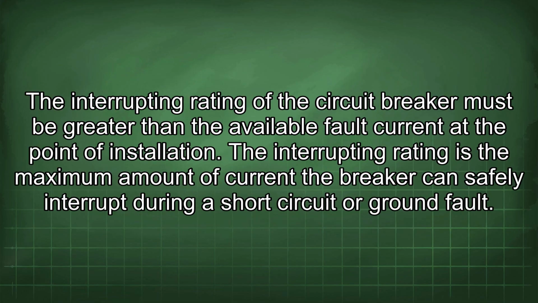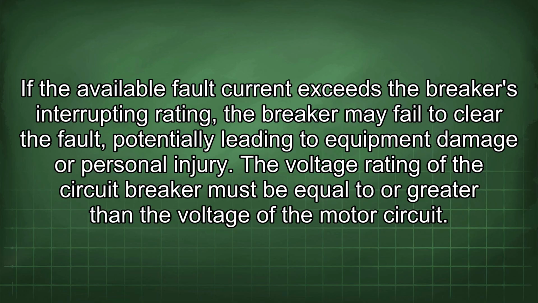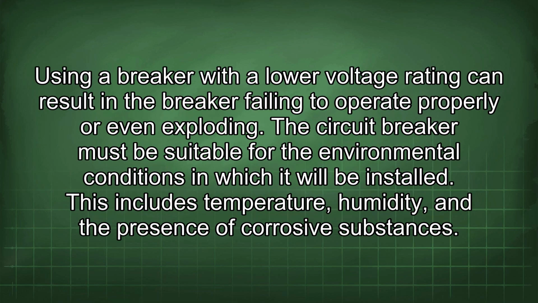The interrupting rating of the circuit breaker must be greater than the available fault current at the point of installation. The interrupting rating is the maximum amount of current the breaker can safely interrupt during a short circuit or ground fault. If the available fault current exceeds the breaker's interrupting rating, the breaker may fail to clear the fault, potentially leading to equipment damage or personal injury. The voltage rating of the circuit breaker must be equal to or greater than the voltage of the motor circuit. Using a breaker with a low voltage rating can result in the breaker failing to operate properly or even exploding.